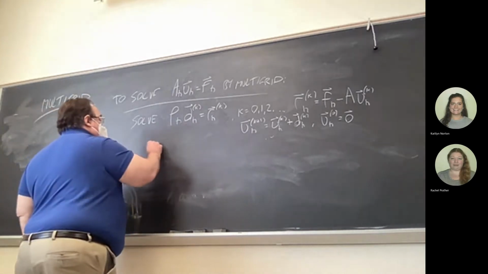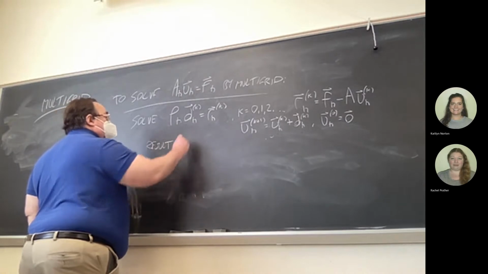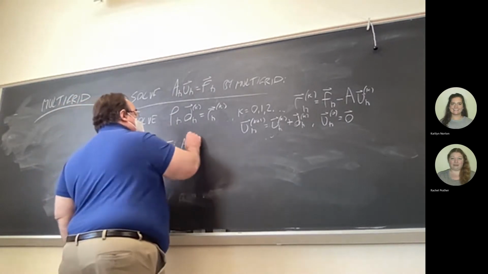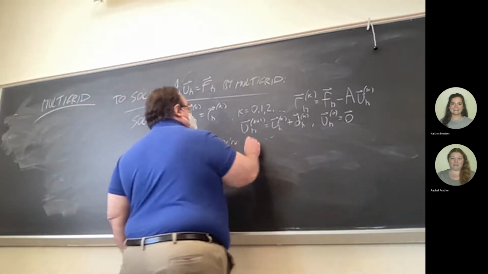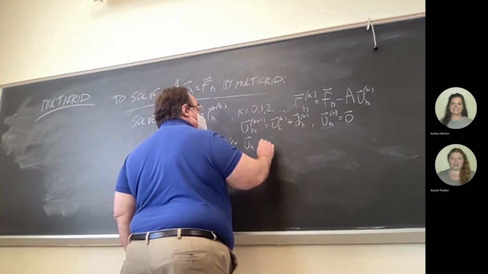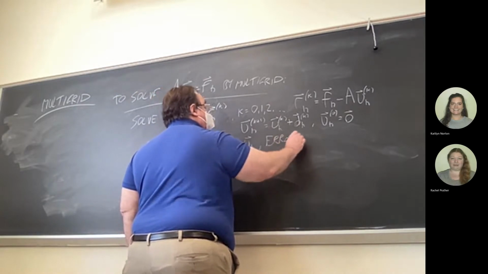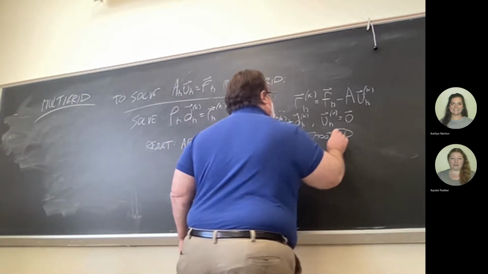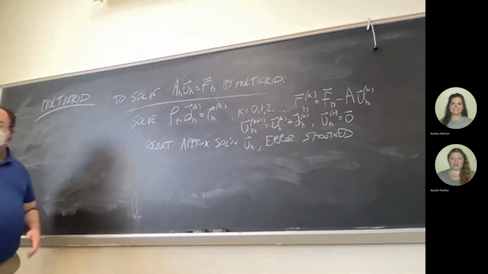So the result of this is some approximate solution that is what we call UH with no superscript. And it still has error in it, but its error is smoother than before. That's all we need to accomplish here.